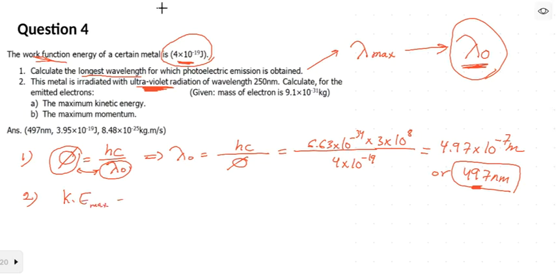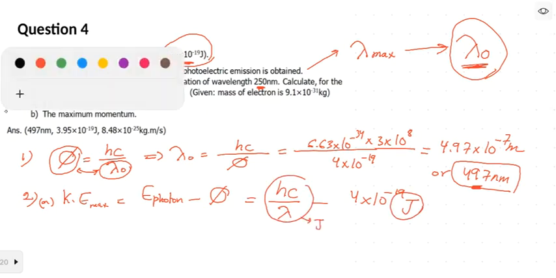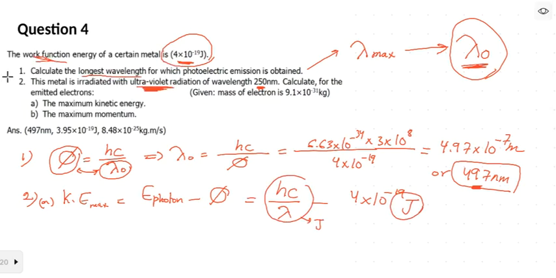Kinetic energy maximum, this is part a, equal to E photon minus the work function. As you see, I always start with the main formula. The E photon I don't have, but he gave me the wavelength of this photon, so I can replace it with hc over lambda, and the work function is already given, 4 times 10 to the power minus 19 joule. Don't forget, here we have joule, and this gives me joule, so the answer will be in joule. Okay, so I substitute.